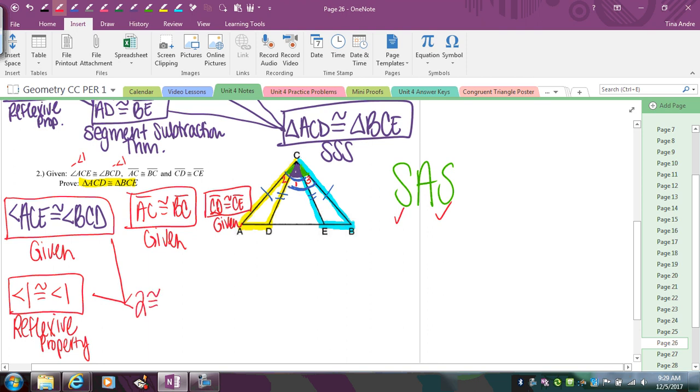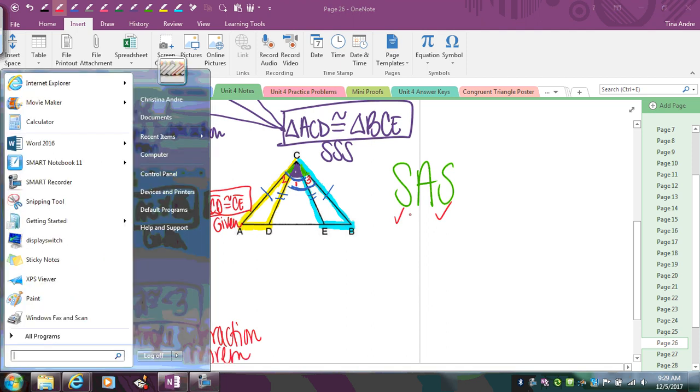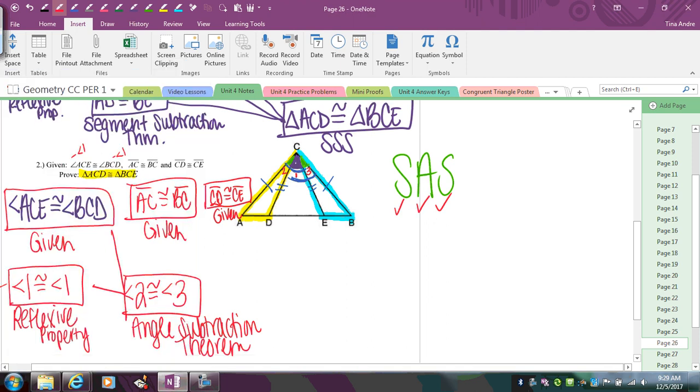And when I take this whole angle, angle DCB, and I subtract off angle 1, I'll be left with angle 3. So I subtracted these is what I did. And then that is the angle subtraction theorem. So that gets me my set of congruent angles.